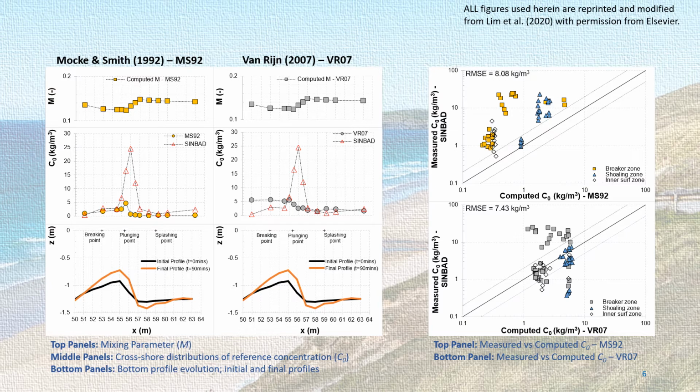On the right hand side, we can see the computed values against all 72 cases from the SINBAD dataset. In both cases, we can see a large percentage of points lying outside the factor 2 region. The root mean square error was also very large. Such large discrepancies can accumulate when computing sediment transport rates, resulting in unrealistic morphodynamic predictions. As such, it is essential that an improved concentration model is developed for use under breaking wave conditions.